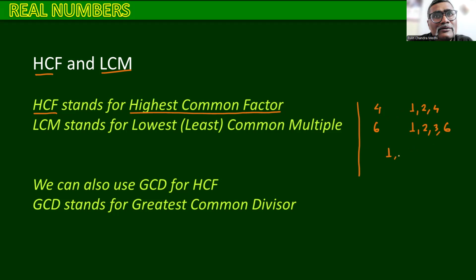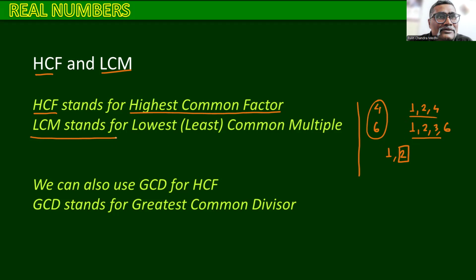So common factors are 1 and 2. What is the highest of them? 2. So HCF of 4 and 6 will be 2. So these are very small numbers, so we could easily do this by trial, right? Finding the factors and then identifying the highest of them. But whenever these numbers are bigger, we will not be able to do so because it will take a lot of time. So for that, we will be using prime factorization.